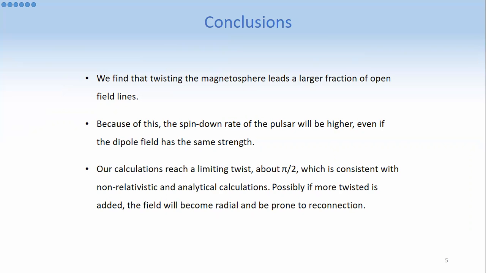Our calculation reached a limit twist of about 90 degrees, which is consistent with non-relativistic and analytical solutions. Possibly, if more twist is added, the field will become radial and be prone to reconnection.